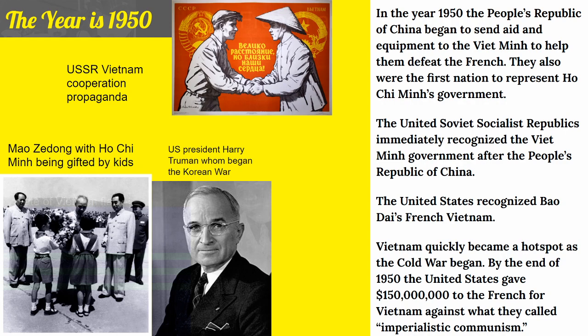They were also the first nation to recognize Ho Chi Minh's government. The Union of Soviet Socialist Republics quickly followed after China. Again, they were more focused on rebuilding their own nation. They had a lot of good socialist leaders, representatives and all that, but they were quickly killed in the Great Patriotic War, so they couldn't really do much. But they sent all the help they could, representing the Viet Minh government. The United States represented Bao Dai's French Vietnam.